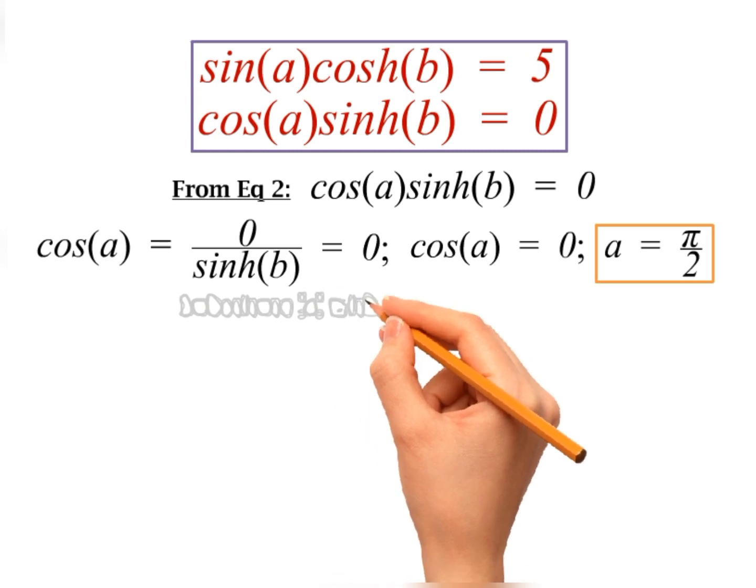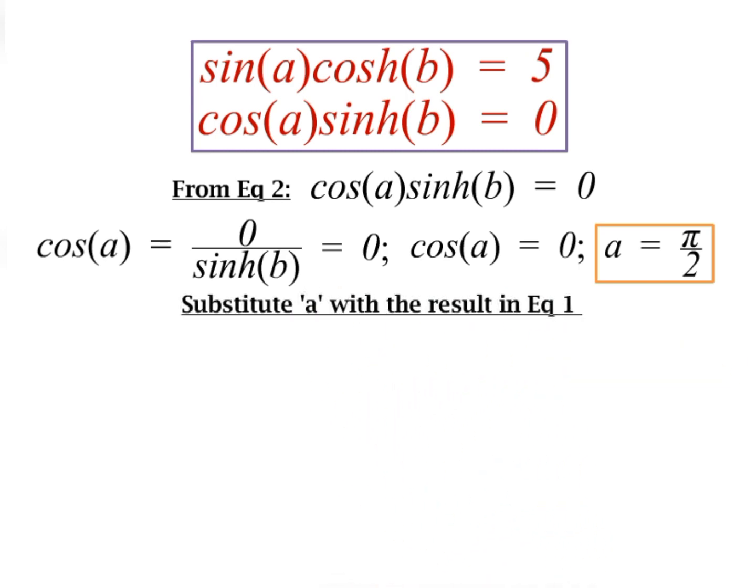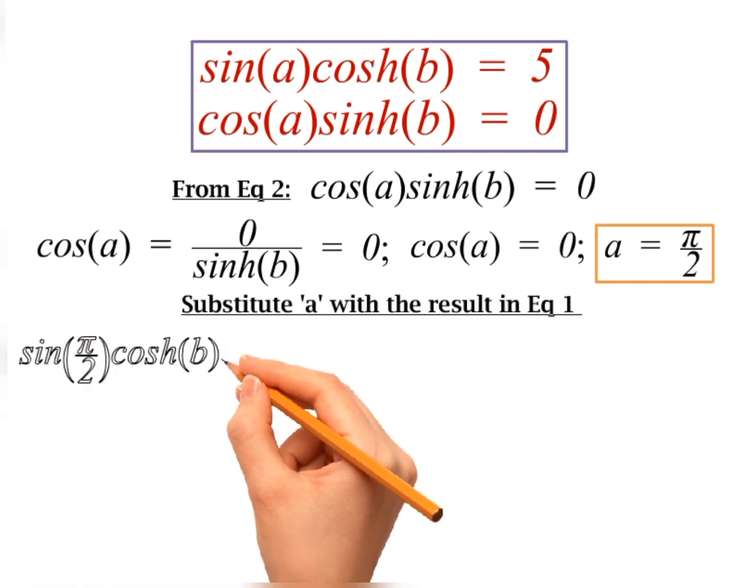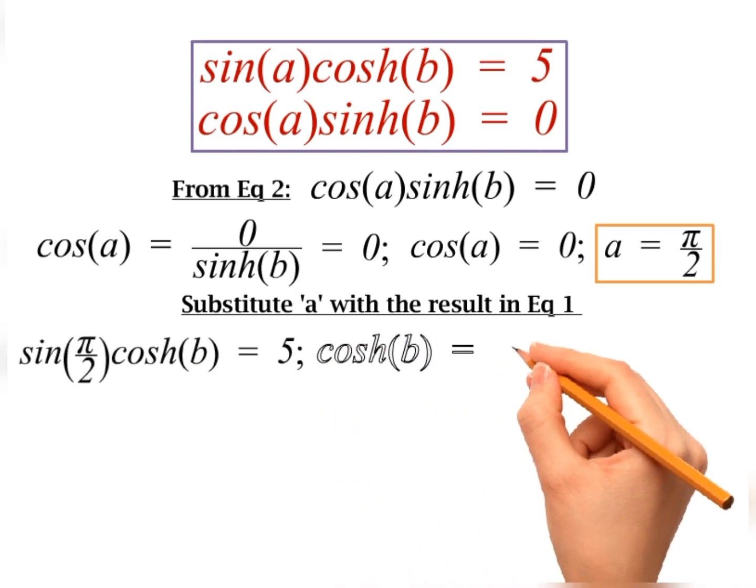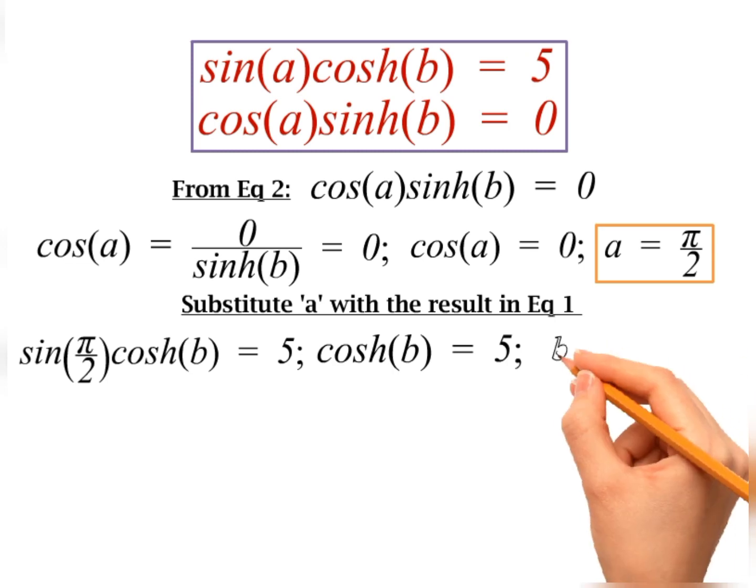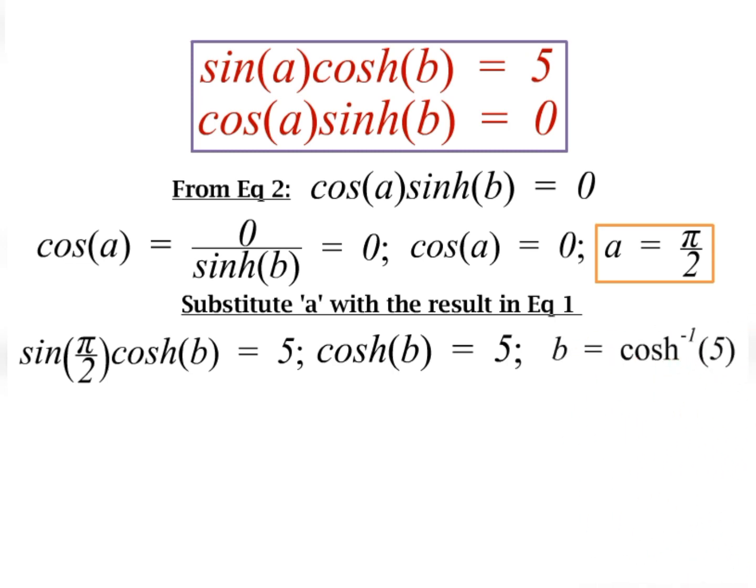To calculate the value of b, let us substitute pi over 2 for a in equation 1. We now have sin pi over 2 cos b equals 5, which simplifies to cos b equals 5, and b equals the cos inverse of 5. Now, a is equal to pi over 2, and b equals the cos inverse of 5.